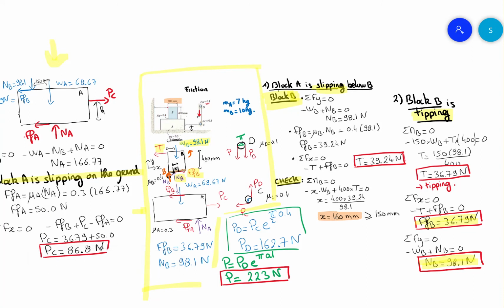We found P, the P attached to the block. And after that, we come back on the pulley. Pulley at C, angle of pi divided by 2, coefficient of friction of 0.4 in the pulley. And after that, the pulley at D, angle pi, because it's a semicircle, and mu equals 0.1. So exponential of pi times 0.1. And for the very last step, we find P equal to 223 Newton.